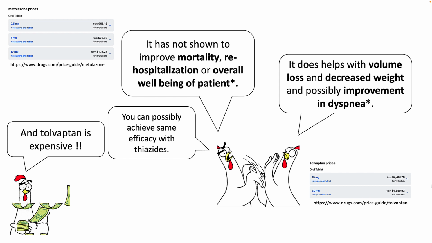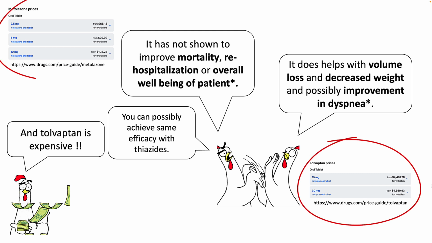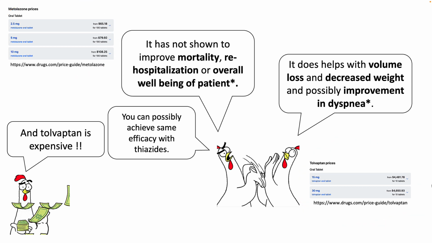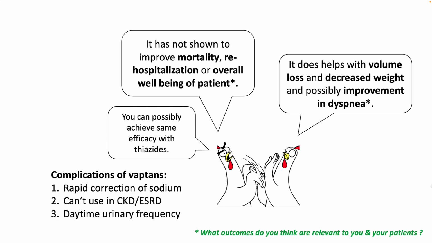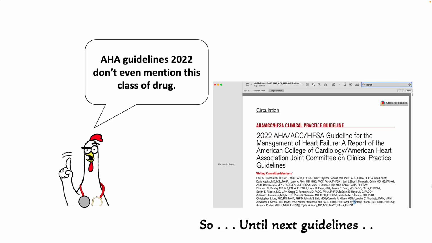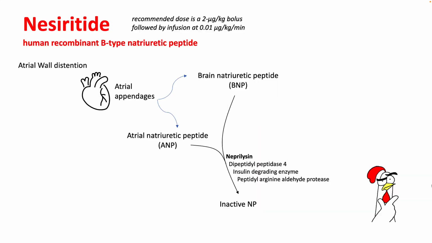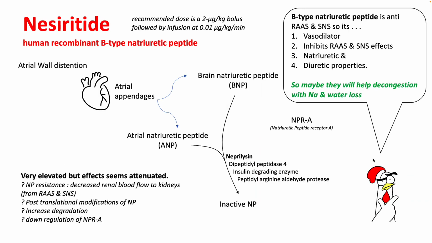And possibly you can achieve a similar effect of urine output with thiazides. Tolvaptans are expensive drugs, and you can see the comparison, $4,000 versus $65 when comparing metolazone and tolvaptan. Other side effects of vaptans include rapid correction of sodium and daytime urinary frequency, and these cannot be used in CKD and ESRD patients. ESC Guidelines in 2022 do not mention this class of drug in treatment of acute heart failure. The next drug is nesiritide.